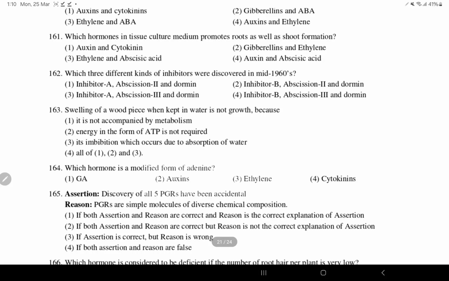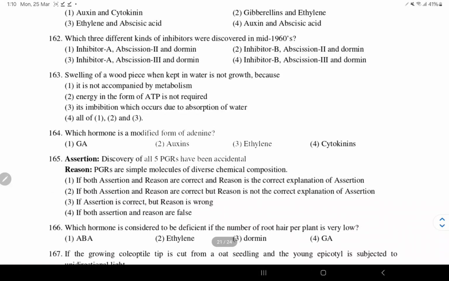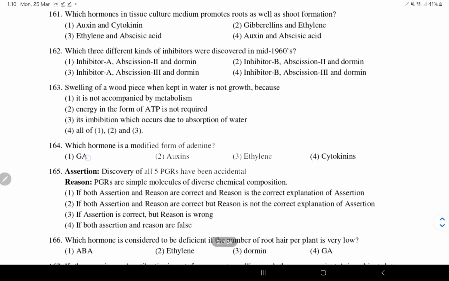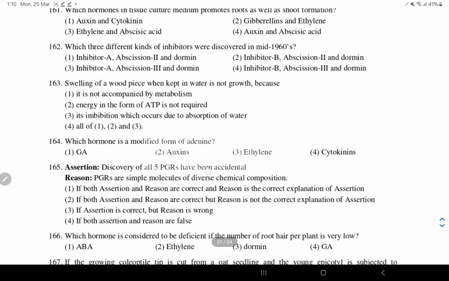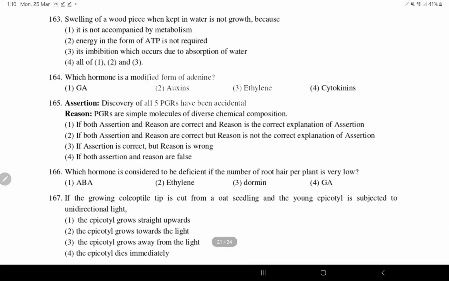It is auxin and cytokinin. Three different kinds of inhibitors were discovered in 1960: inhibitor B, abscission II and dormin. Option 2. Swelling of wood which is kept in water is not growth because this is not accompanied by metabolism.